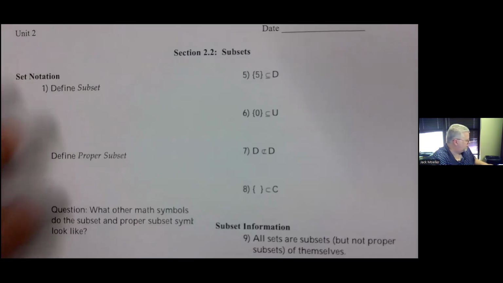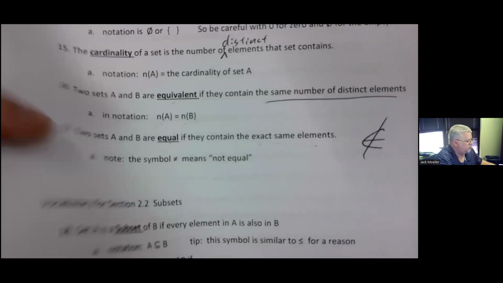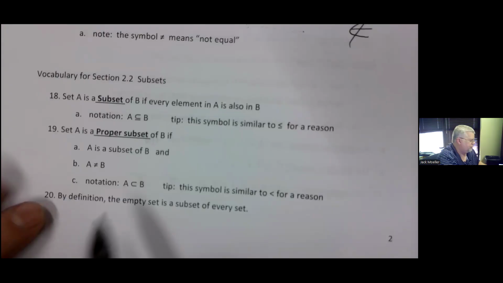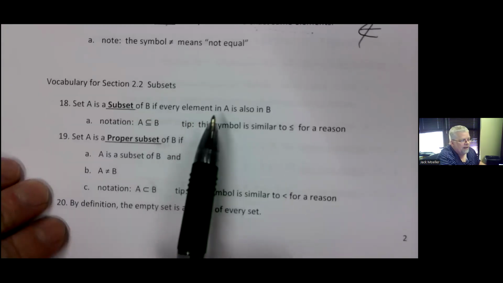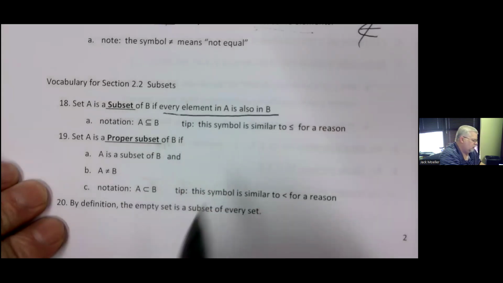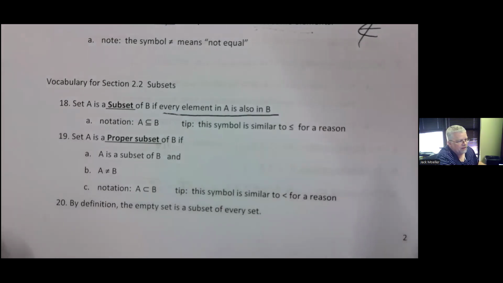All right, so what is a subset? Now I'm gonna, sorry, got it written out in the other sheet. I'm not gonna write it out again. But let's go through this. Okay, so A is a subset of B if every element in A is also in B. So every element in the first set has to be in the second set.